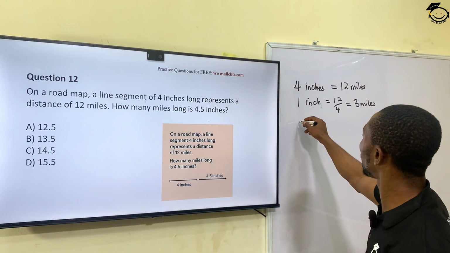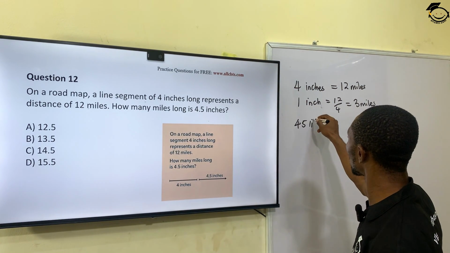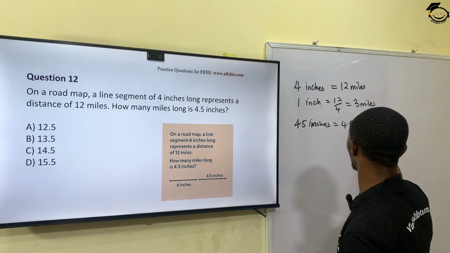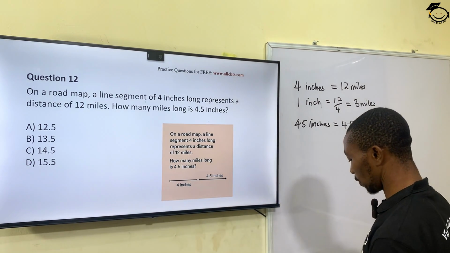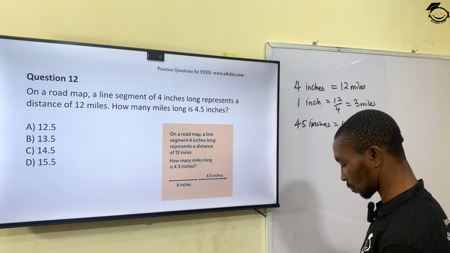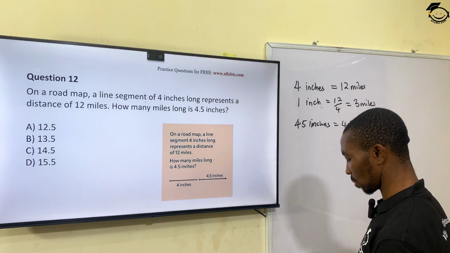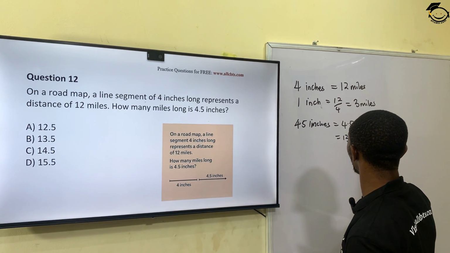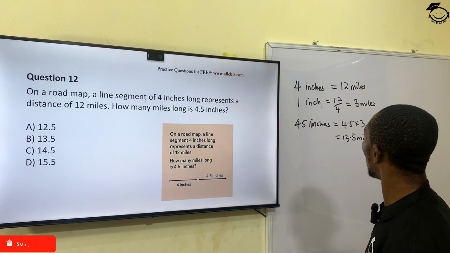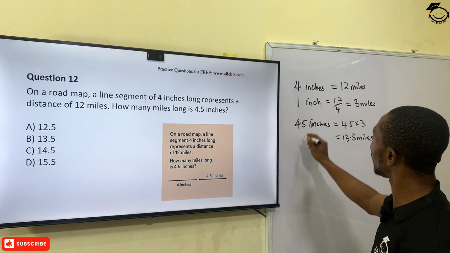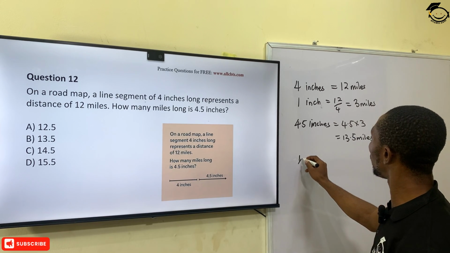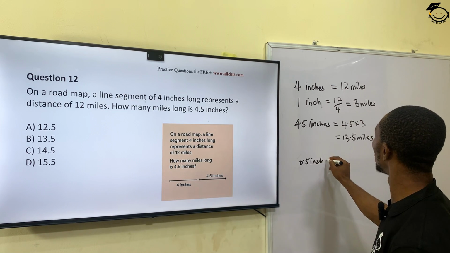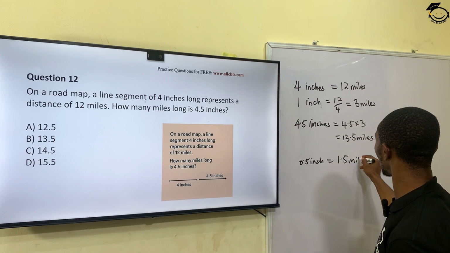So our 4.5 inches will be 4.5 times 3, which gives us 13.5 miles. Or we can find half of our 1 inch, which is 0.5 inch. Our 0.5 inch would give us 1.5 miles.